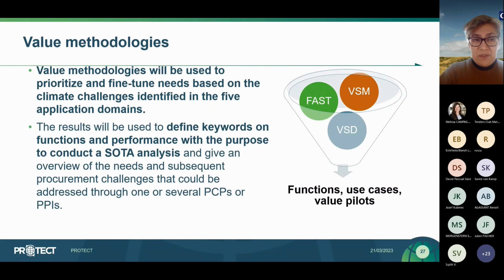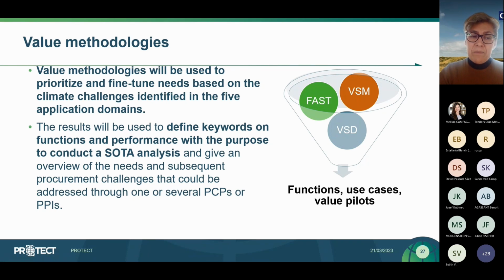So there are 3 techniques that we will use. Mainly the functional analysis system technique, that will help us define the scope of the problem and the primary and secondary solutions. So why do we need this, and what do we need, in a logical way? Also the lean techniques on value stream mapping and value stream design.